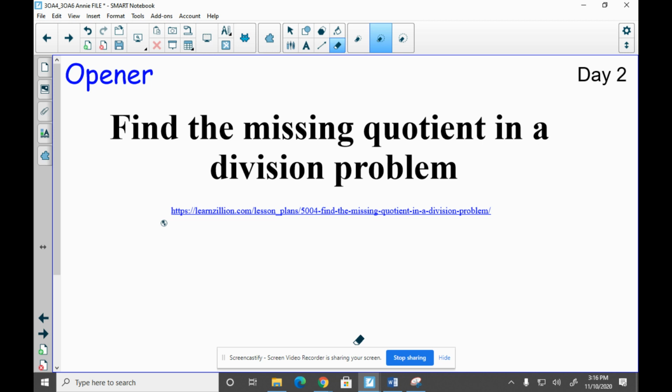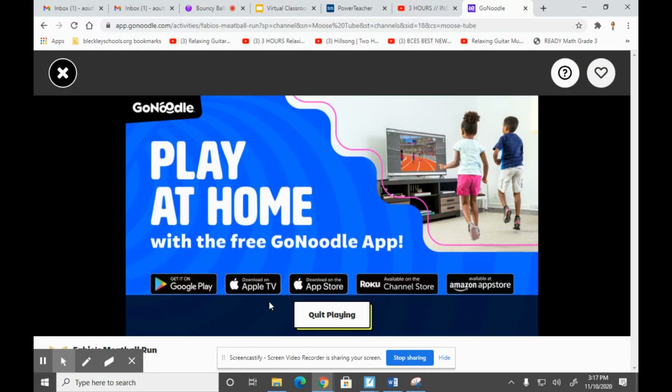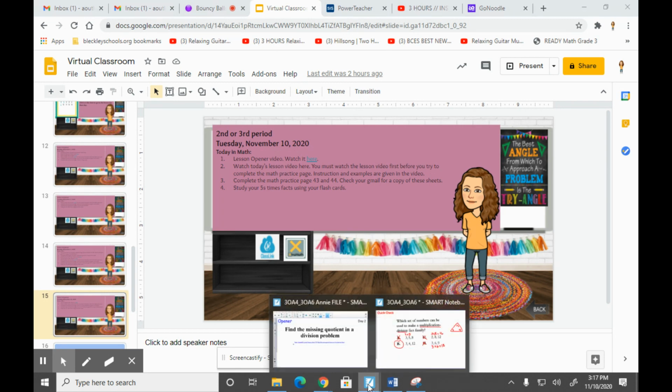Today's lesson is about finding the missing quotient in a division problem. This opener is posted in the virtual classroom. If you would go back to the virtual classroom and click on the lesson opener and watch it, and then come back and watch the video lesson if you haven't done that already.